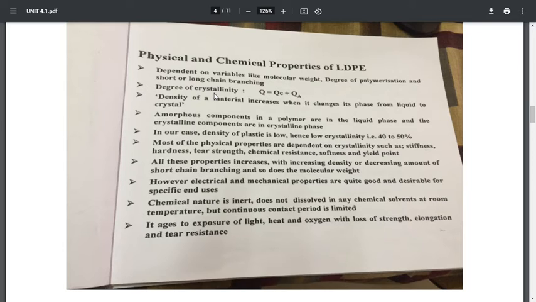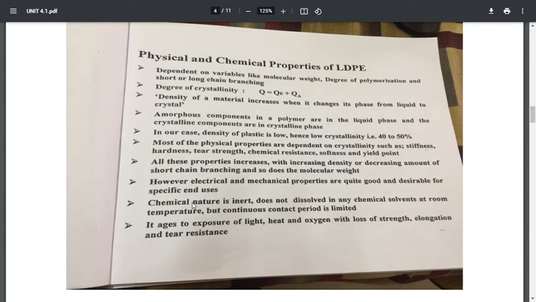and so does the molecular weight. Because if there is a decreasing amount of short chain branching, then compactness increases. More compactness means more density. If the molecular weight increases, the density also increases. With increase in density, all these properties increase, like stiffness, hardness, tear strength, chemical resistance, softness, and yield point. However, electrical and mechanical properties are quite good and desirable for specific end use.